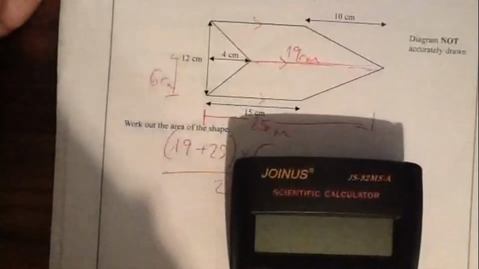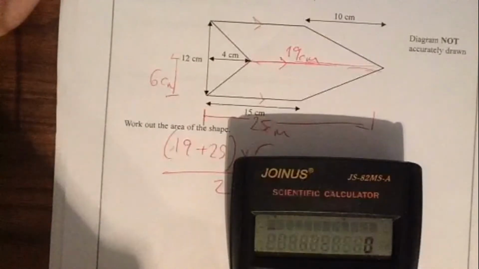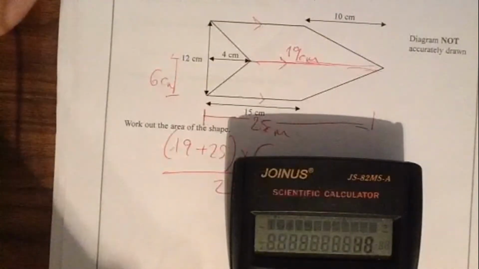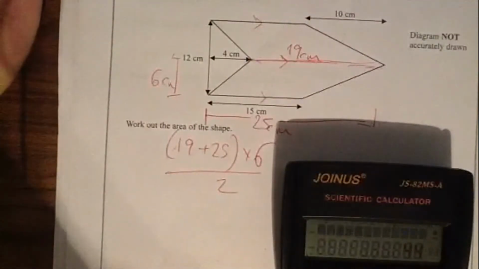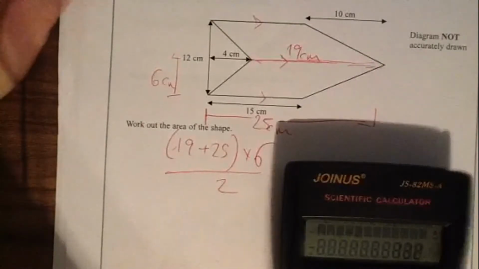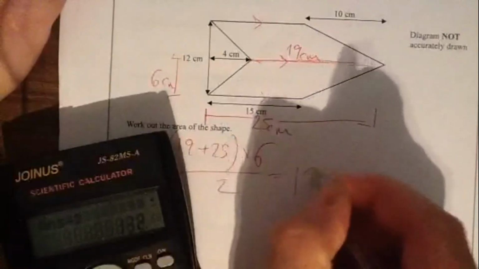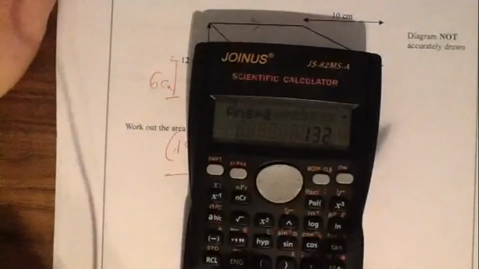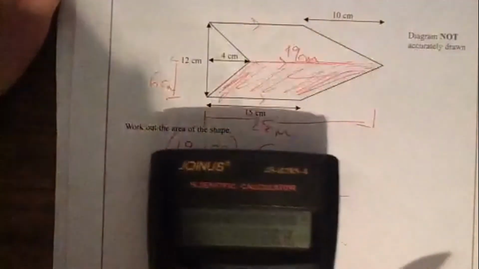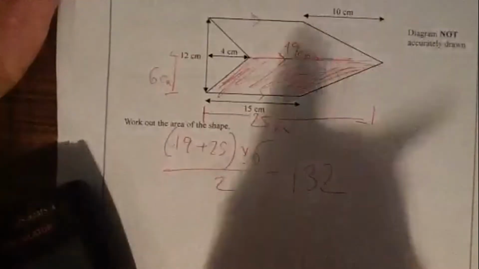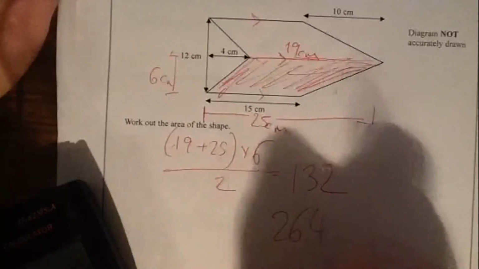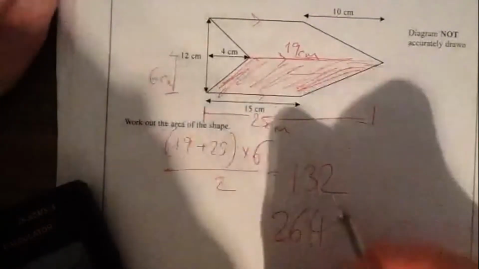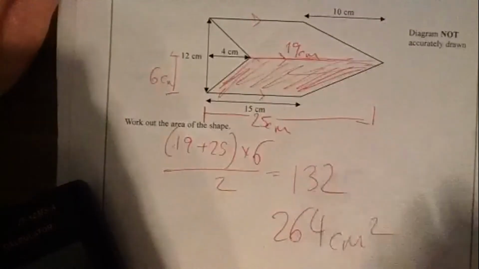So let's do that. 19 plus 25 times 6 divided by 2. So I know one of them equals 132. So I've worked out one of these, so like all this red stuff. Two of them, and they're both the same, so I'm going to have to double it, which is 264. Let's just do the units, because that's in centimetres, it's going to be centimetres squared.